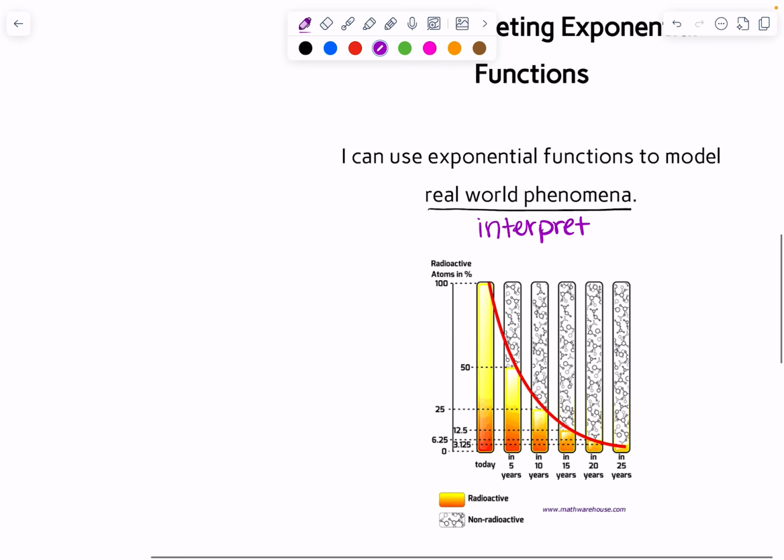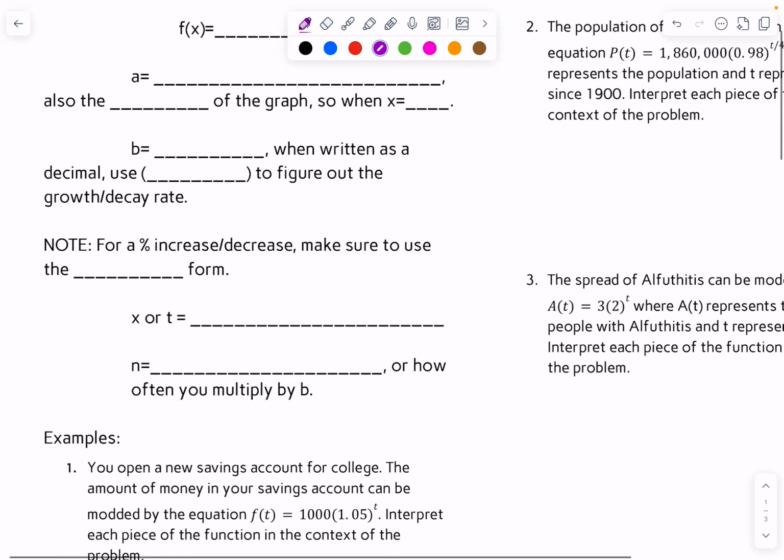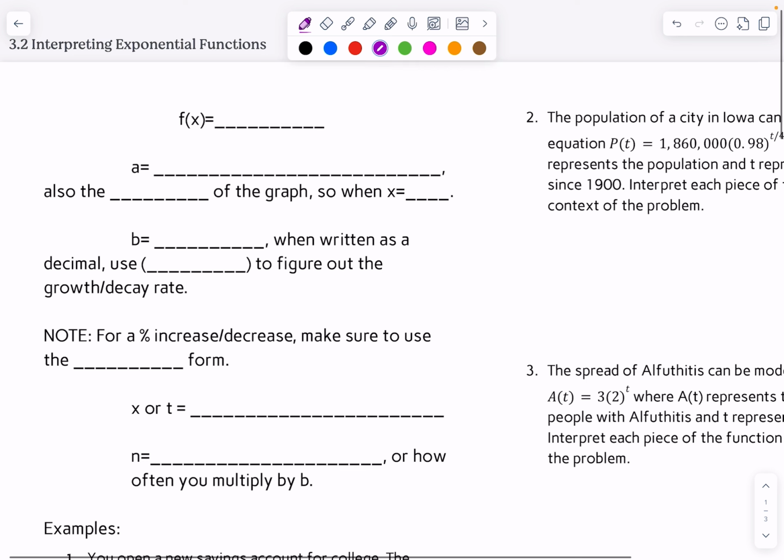So below you'll see a model for a half-life of a radioactive atom. So you see that it's exponential decay. We could definitely have an equation for this, but what would that equation mean for this radioactive atom? That's what we want to work on today. Go ahead and open those notes up. Coming back up here.